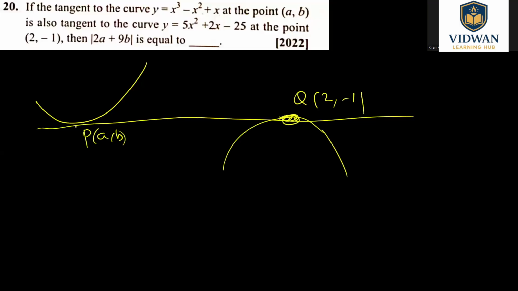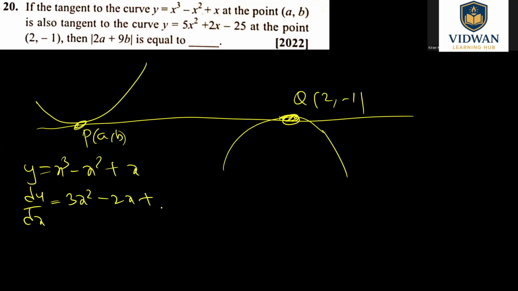You can find the slope of the tangent by differentiating the first curve as well as by differentiating the second curve, and just equate. So differentiating the first curve, y equal to x cube minus x square plus x, the derivative is 3x square minus 2x plus 1. And you have to find the derivative at a comma b, so that's going to be 3a square minus 2a plus 1.